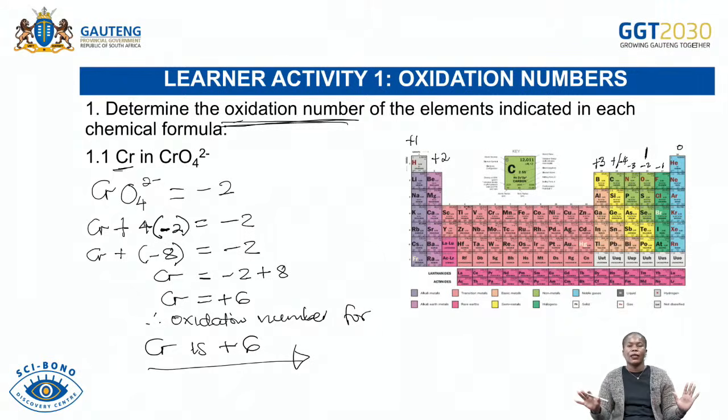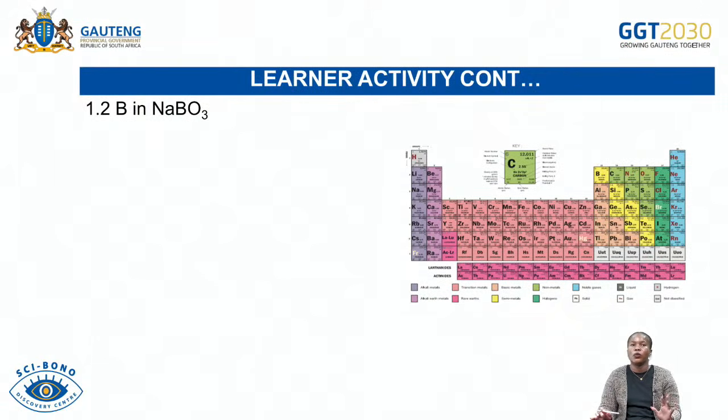Okay, if you did not find it simple, it's okay. Let's do another one together and find out if this one will not be as simple as the first one. This one is not a polyatomic ion. It's just a compound, and we want to find the oxidation number of B, which is your boron, in NaBO3. The first thing you should ask yourself is, what is this equated to? There is no charge in this case, so it's going to be equated to 0 because it is neutral.